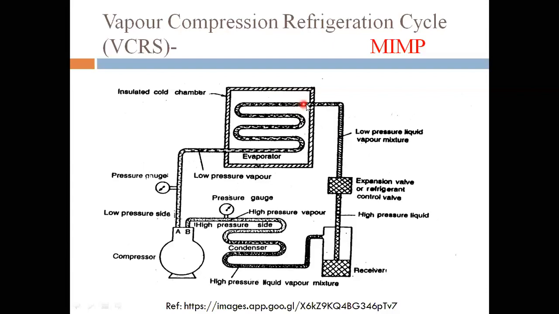At the end of the evaporator, this refrigerant is converted into vapor form and its pressure is low. So in the evaporator, we get the refrigerating effect. After that, from the evaporator, this low pressure vapor goes to the compressor. So this is the main working of the vapor compression refrigeration system. These are the points: 1 to 2 is for the compressor, 2 to 3 is the condenser process, 3 to 4 is the expansion process, including the receiver, and 4 to 1 is the evaporator process.